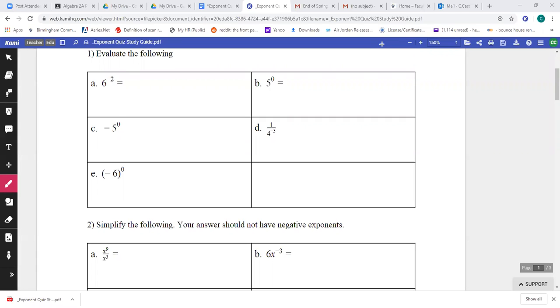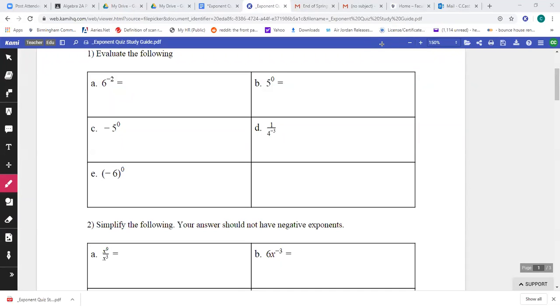Okay, so the top is all about negative and zero exponents. Just remember, here are the general rules. If you have anything to the zero power, the answer is always 1. If you have a negative exponent, you flip it and it becomes positive.